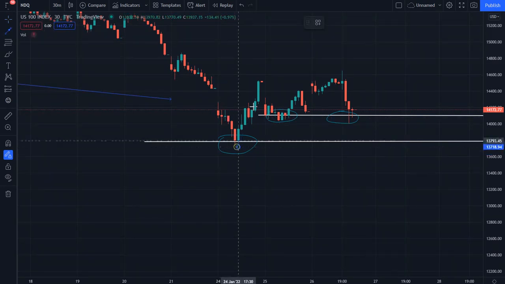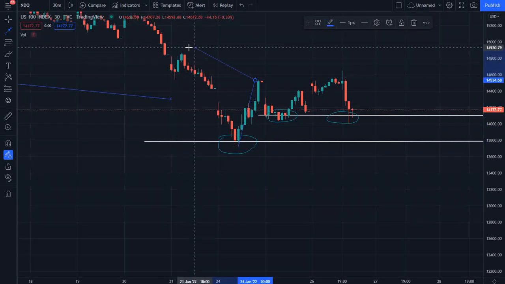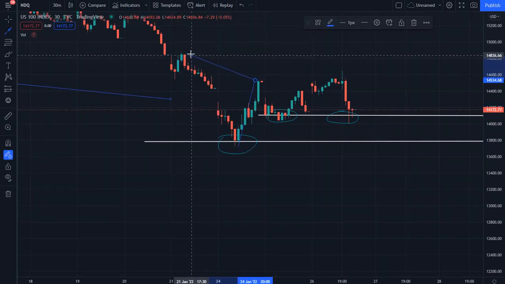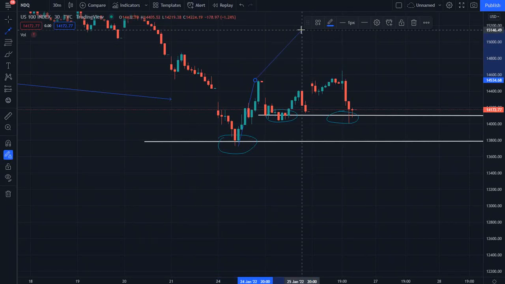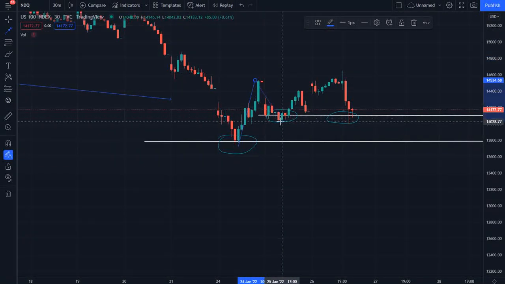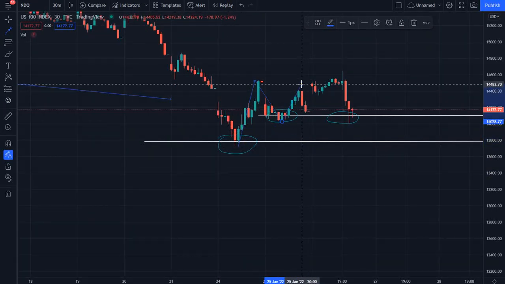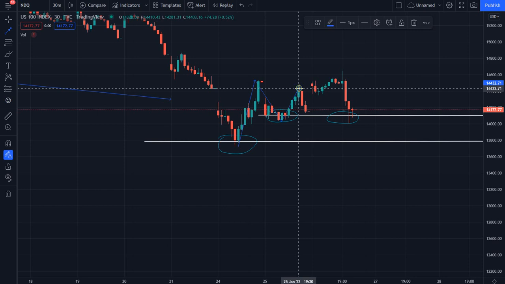Right, so we are here, we went up here. However, we didn't break this spot. If we break this, it's a good sign we're going to go up. Now, what happened is we came down to this level, and the good thing is we didn't break through this one. So we went up here. However, again, we didn't break this.